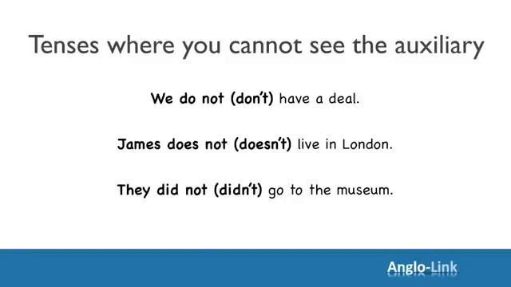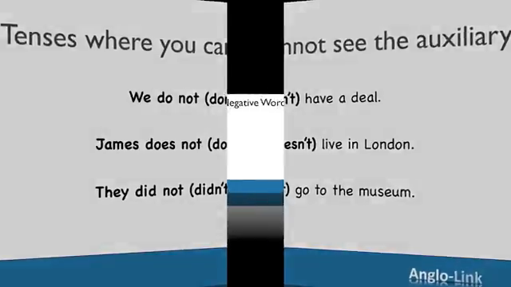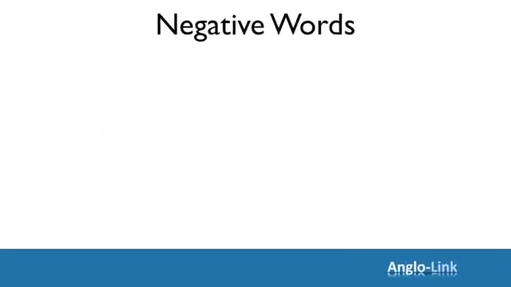Right, this has given you a good idea of how to formulate negative sentences with different tenses. Let's move on to negative words, which is another way of making a sentence negative, changing a positive word in the sentence to a negative word. Examples of negative words are no, no one, nothing, never, no longer, neither nor, very little, very few. Let's see how these work.